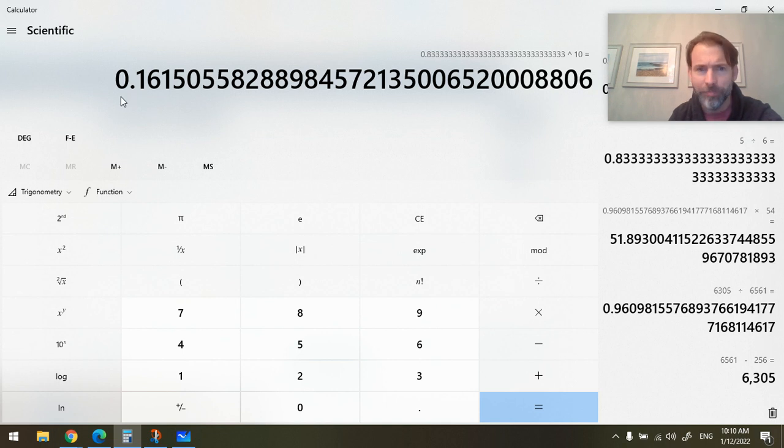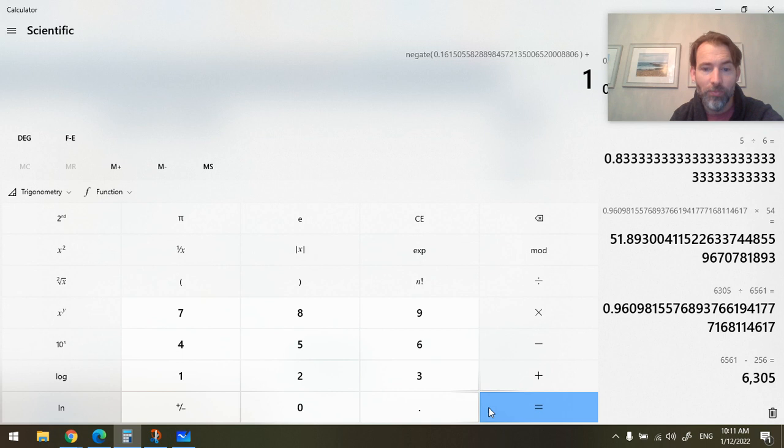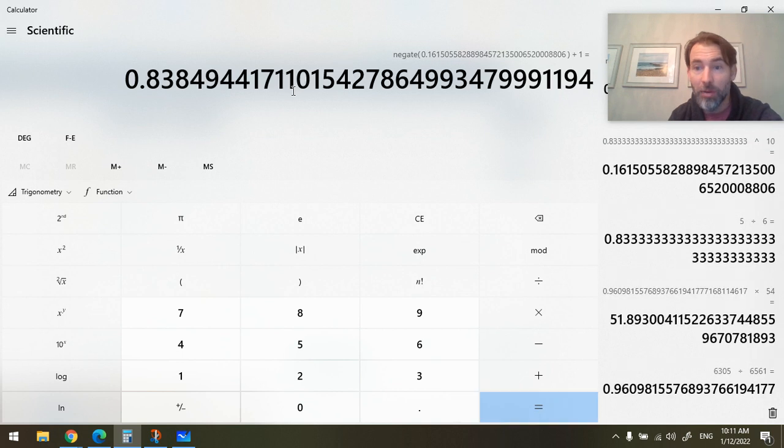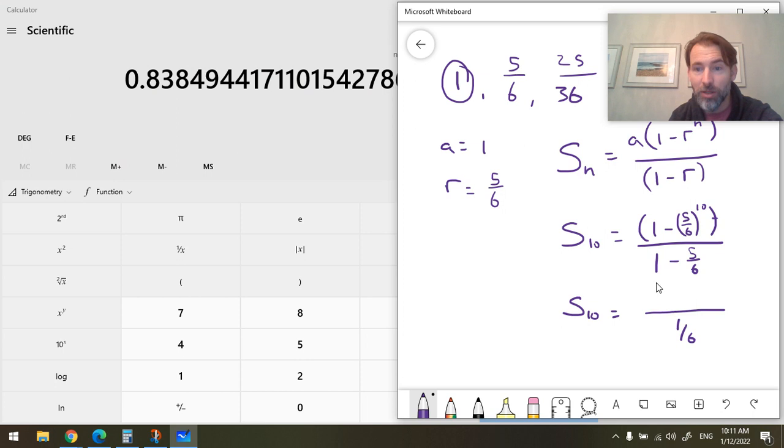I'm a little surprised. Anyway, here we are. 0.1. Okay, sure, fine, Mr. Jennings, just trust your calculator. I don't see why that could be wrong. And then I want 1 minus this number. So let's flip its sign and add 1 to it. Okay, and so that's this number on top. And just to remind you, this was 5 over 6 to the 10, was that like 0.16 something something. When I do 1 minus that, I get this number here. And now I'm going to divide that by 1/6. Okay, I'm going to write the decimal approximation in here right now.